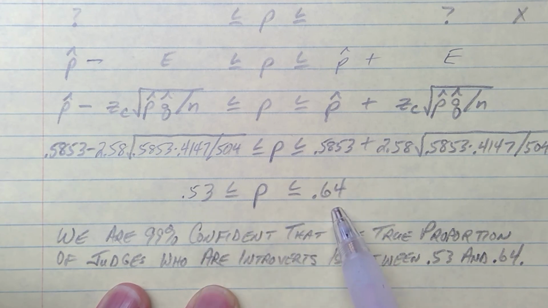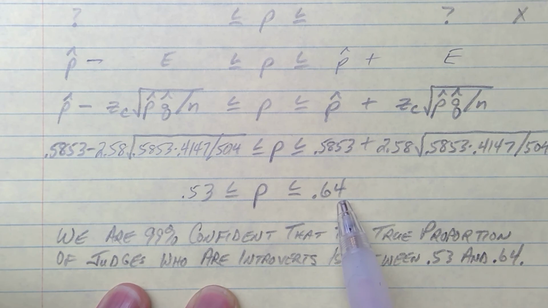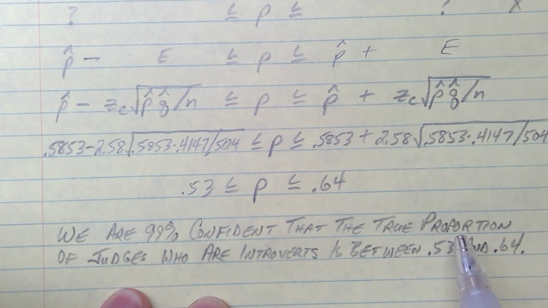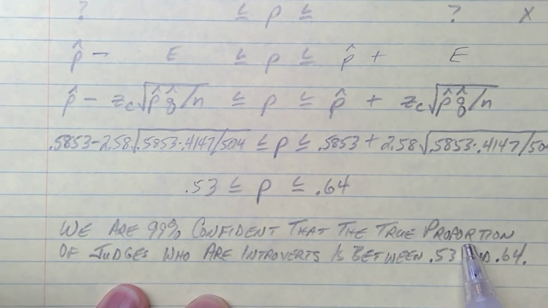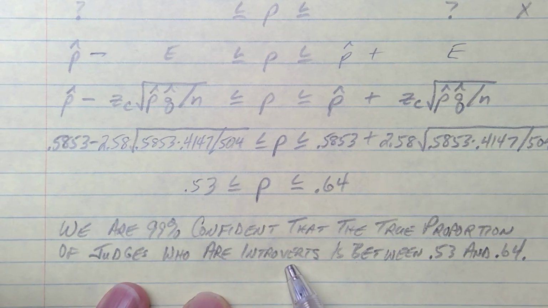out of 100. So if we're speaking percent, which we're not, we would say the true percent is between 53% and 64% of all judges everywhere in the world are introverts. But we're not speaking percent, we're speaking proportion, we're speaking fraction. We are 99% confident that the true proportion, the true fraction of judges all over the world who are introverts is somewhere between 53% and 64%.